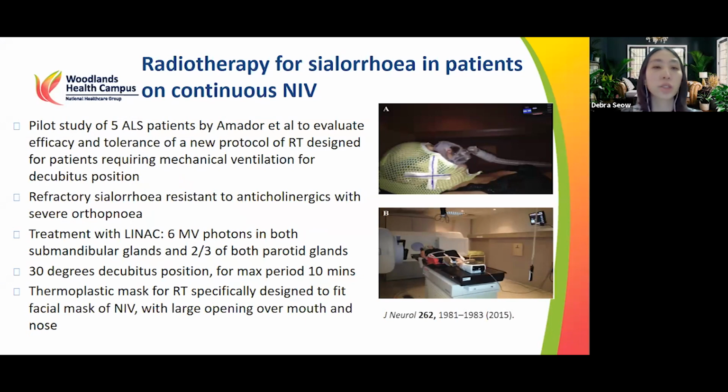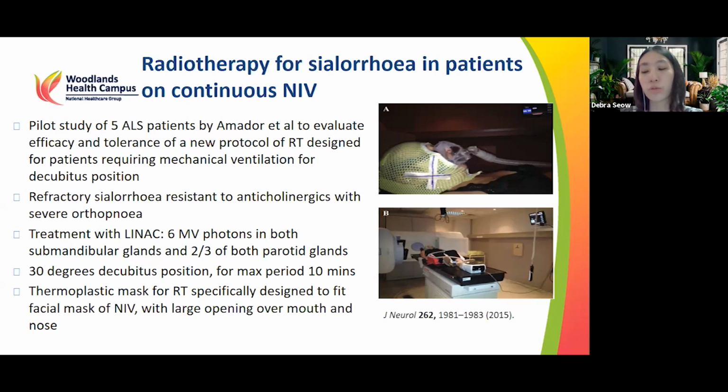Okay, there's one large prospective study by Assolin in 2014. Also, they did the 6 megavolts of photons and to the submandibular glands and the lower 2/3 of the parotid glands. So the total RT dose was 10 grays in 2 fractions or 20 grays in 4 fractions. And they did find that all the patients had improved at the end of RT, and a significant lasting salivary reduction was actually observed 6 months after RT completion.